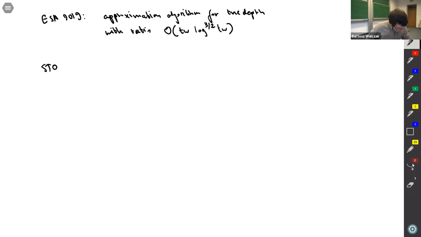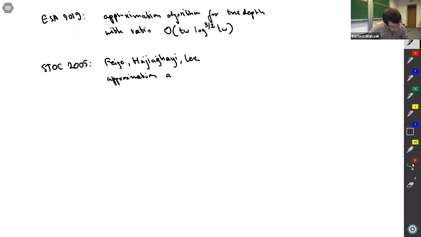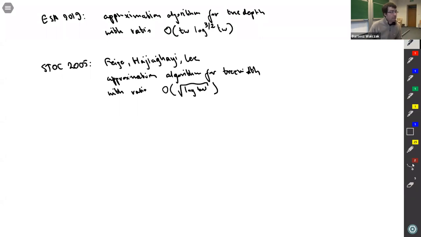On the other hand, there is a well-known result from STOC 2005 by Feige, Hajiaghayi, and Lee, that there is an approximation algorithm for treewidth which achieves the approximation ratio of the square root of the logarithm of the treewidth. This is a very classical result now.